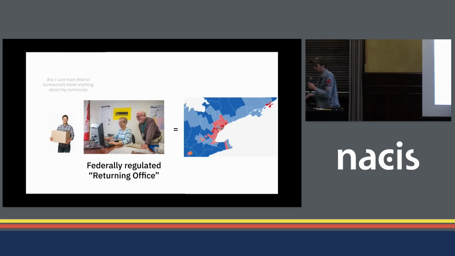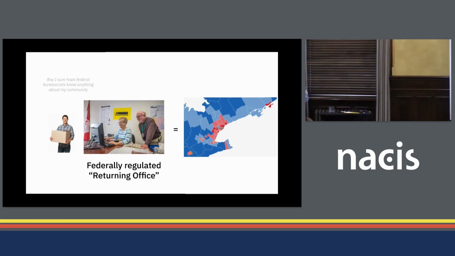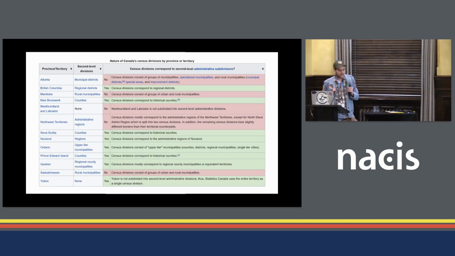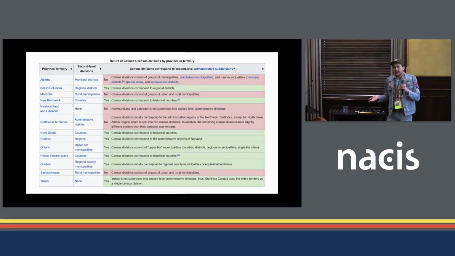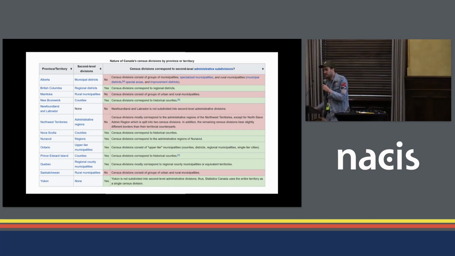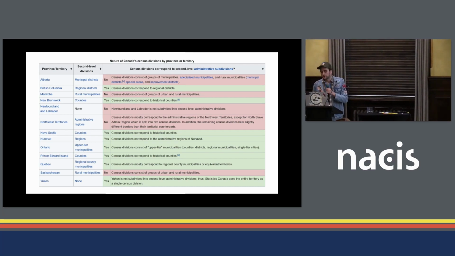So the reason you've never seen a county-level map of a Canadian election is because Canadian local government is stupidly complicated, and I only put this slide in my presentation as a reminder not to say anything else about it.